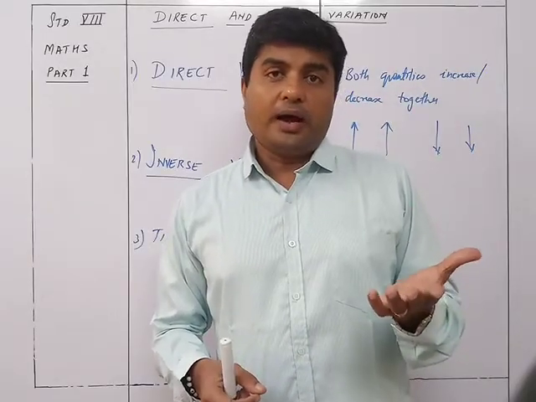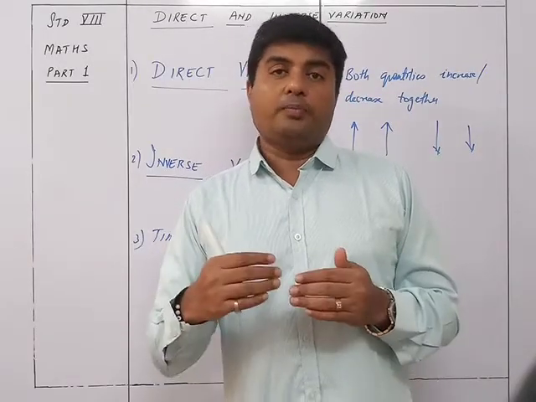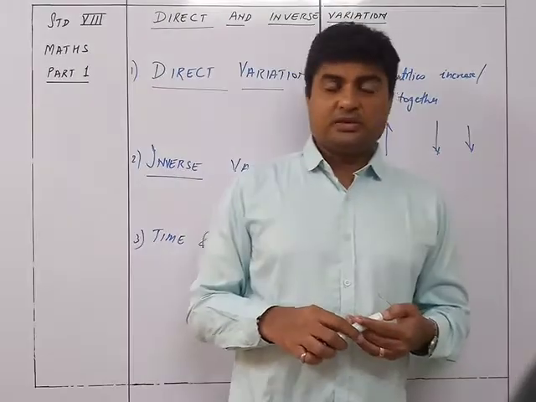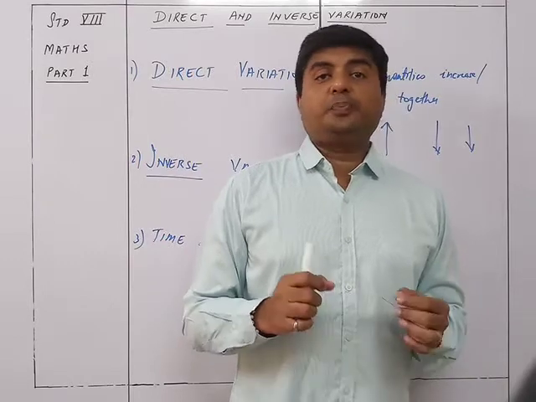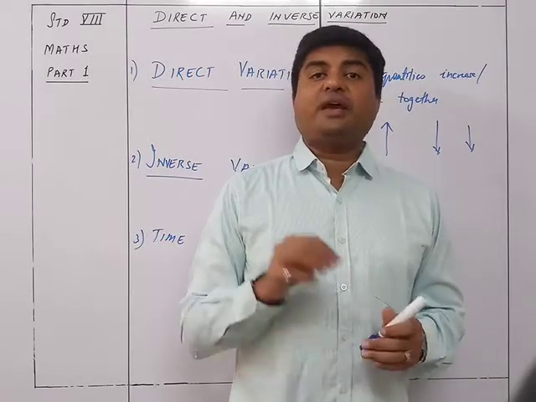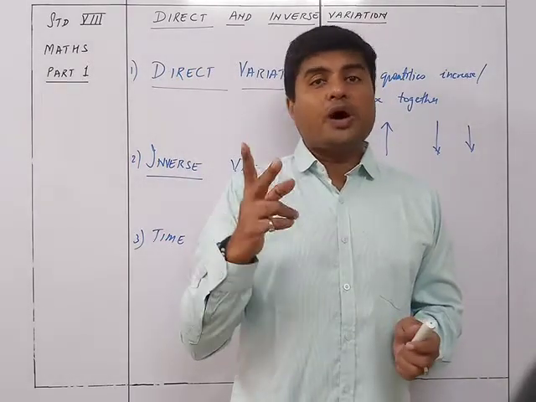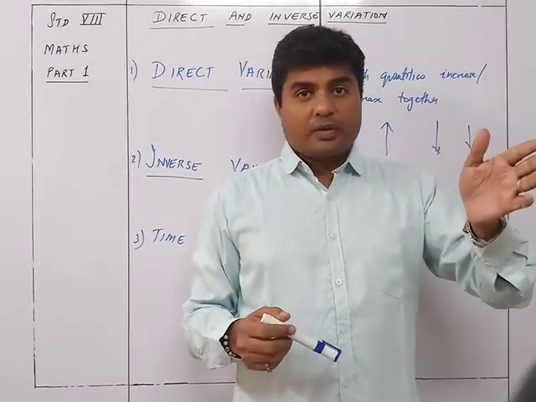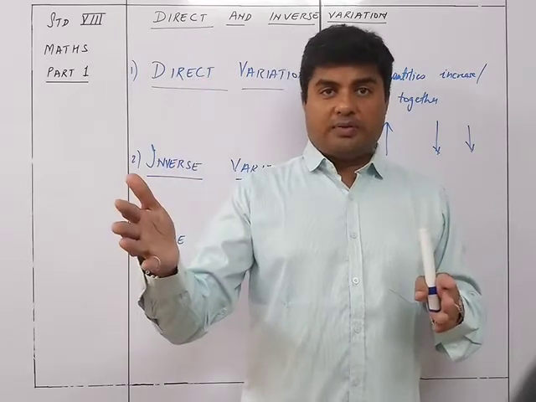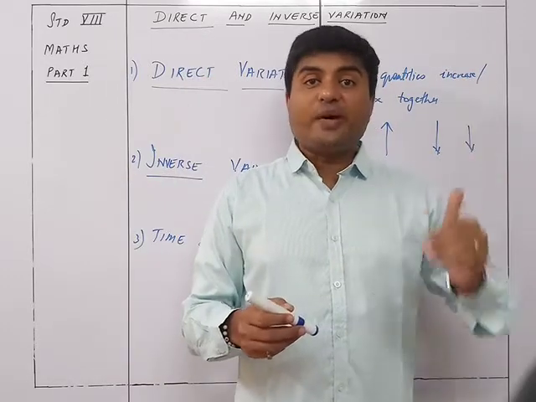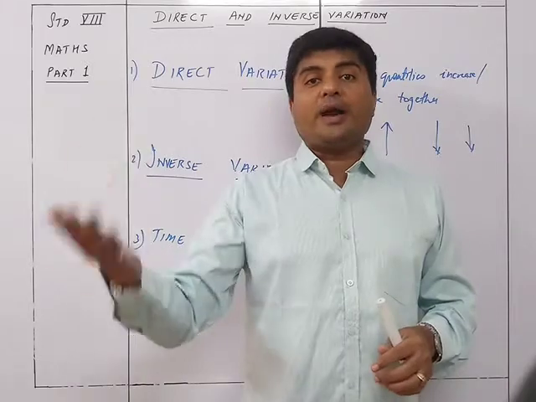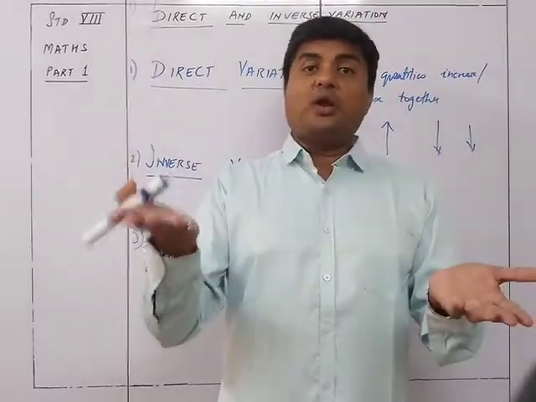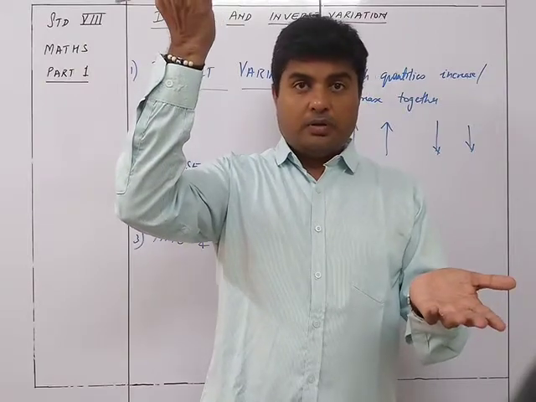Let's say I am going to travel 100 kilometers, and if the speed at which I am traveling is 50 kilometers per hour, then I am going to take 2 hours to complete the distance. If my speed reduces to 25, it will become 4 hours to reach. So if one quantity is decreased, the other quantity increases, right?